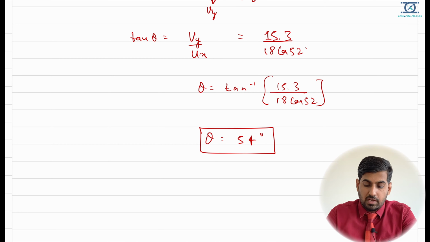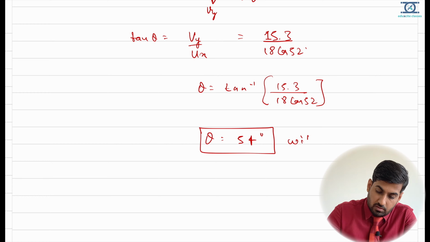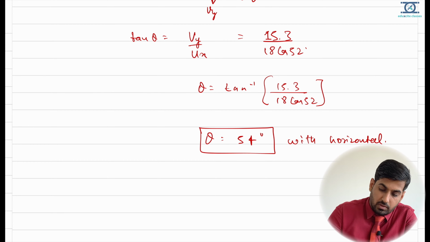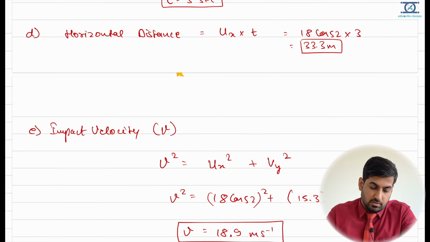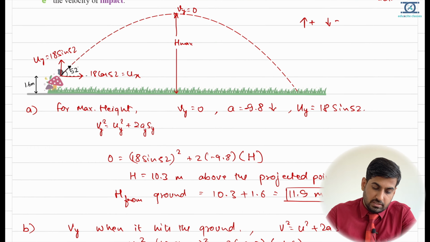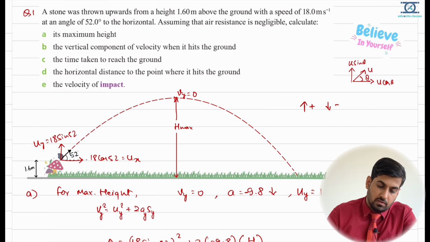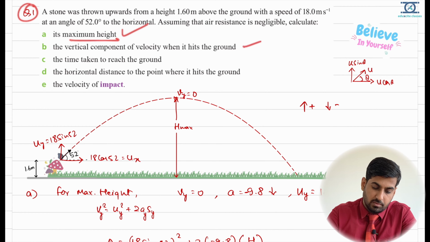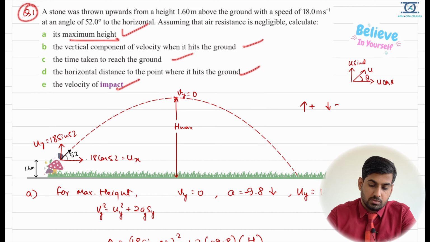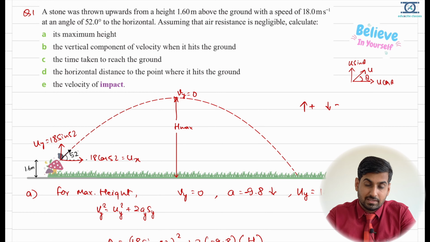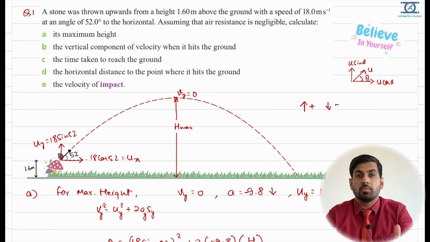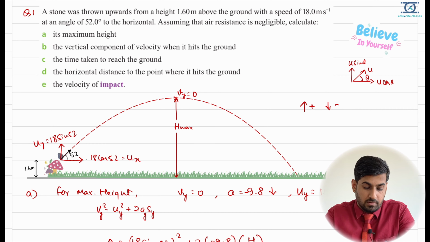You can use your calculator. So this will be with the horizontal, and you have to mention this. This is very important to find the impact velocity when it hits the ground. So guys, this is one of the most common questions, and it covers almost all the parts of projectile motion. If you get the right answer, it means you have understood basic projectile motion and how to solve the questions using the equations of motion.